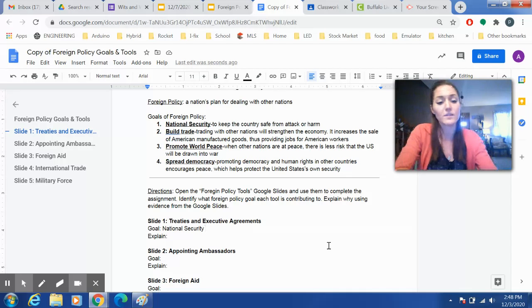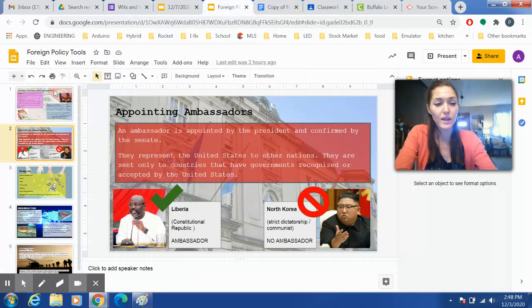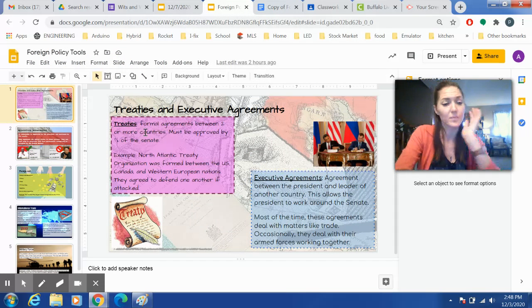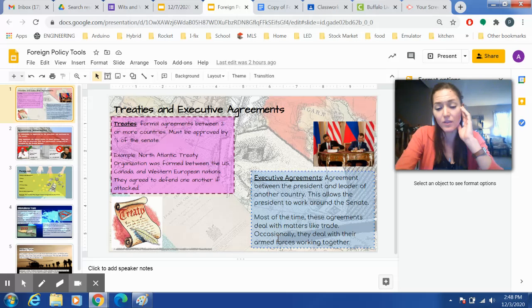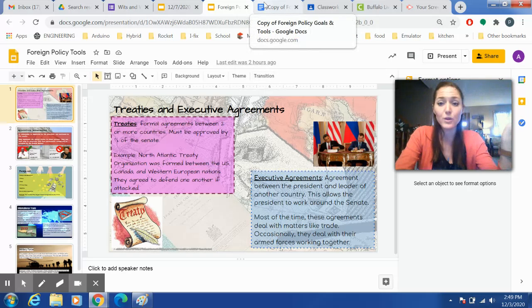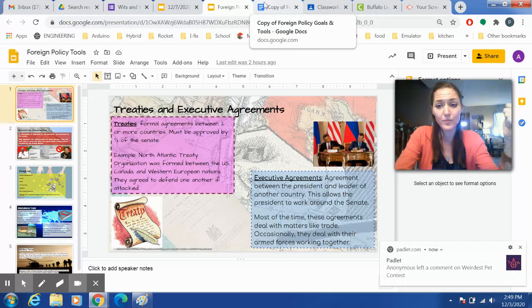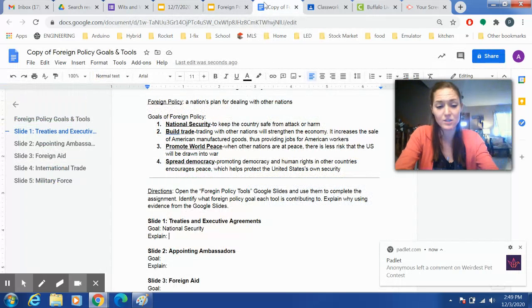So now we have to go ahead and explain why national security aligns best with treaties and executive agreements. So going back to our slide, we're going to use information directly from our slide. So the part that reminded me of national security was this North Atlantic Treaty Organization where the US, Canada, and Western European nations agreed to defend one another if attacked. And then over here, when those executive agreements deal with armed forces of 2 different countries working together. I feel like that would be useful, especially when protecting when you have your own army and then another nation's army to help you out.